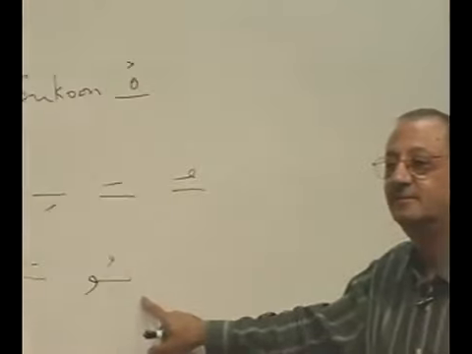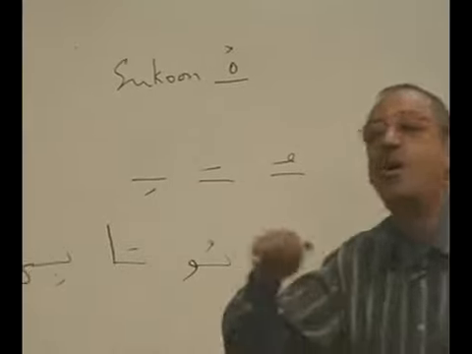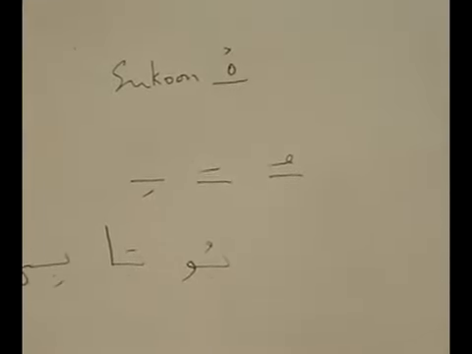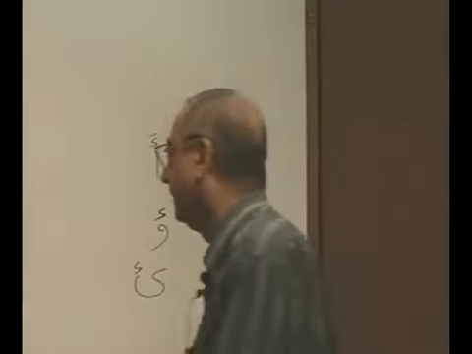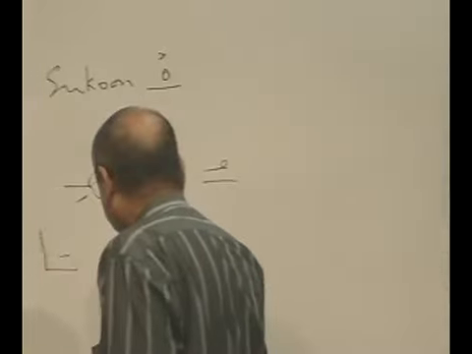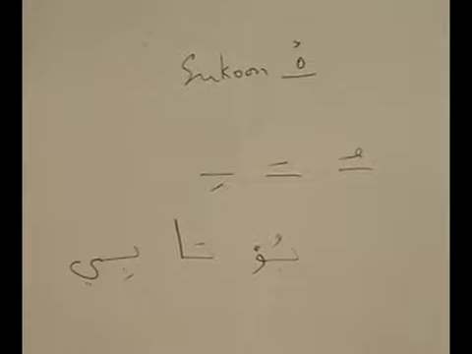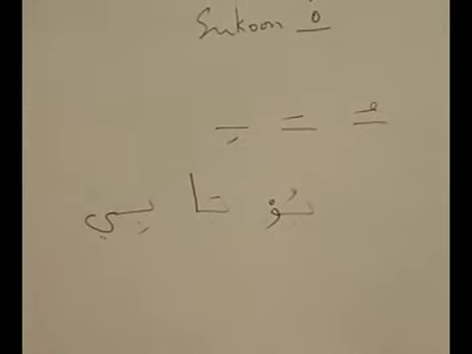Are you with me, brother? Okay. Where is the vowel sign here? On ba. What is on vav? It's a Sukun. Why? There is no vowel sign. Okay. No, this you never write. You never write it, but you understand.